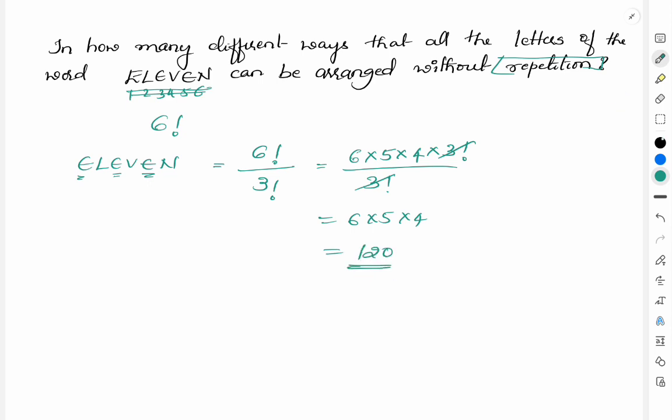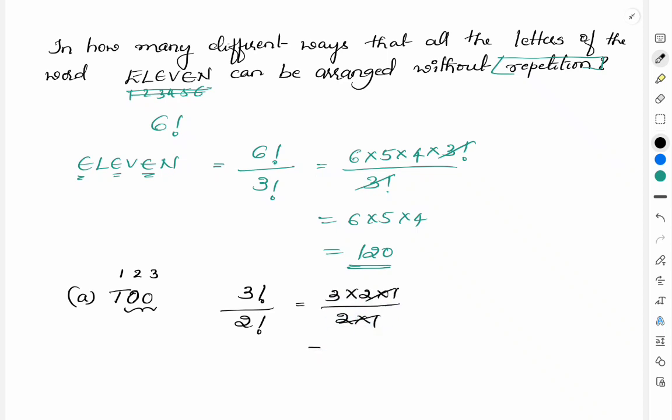In the same way, if you are asked to find the number of different arrangements for the word TOO, without repetition, then you should write this as 3 factorial divided by 2 factorial. It's because we have 3 letters, among which the letter O is repeated 2 times. So this is 3 factorial, 3 into 2 into 1, divided by 2 into 1, which is equal to 3. If the arrangement is asked with repetition, then you have 3 factorial, which is 6.